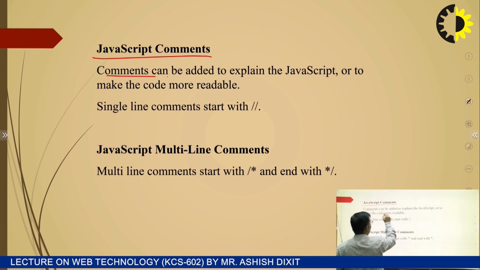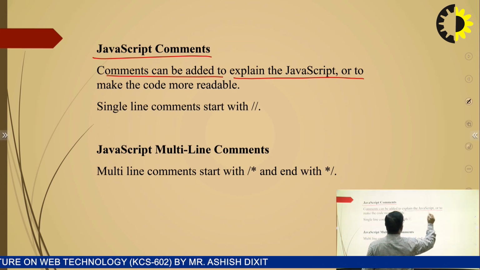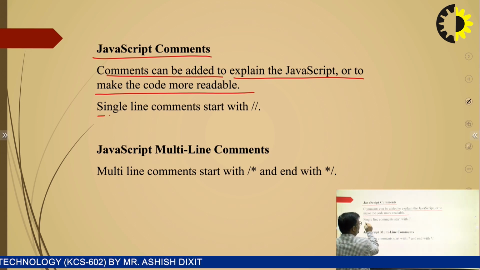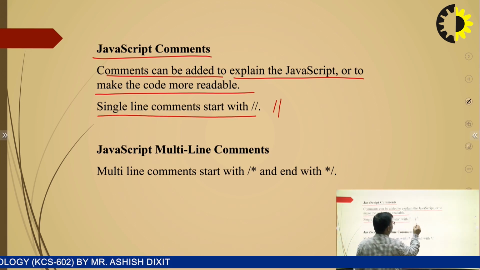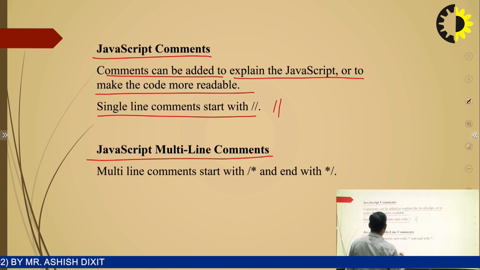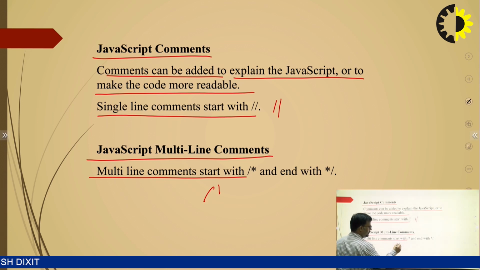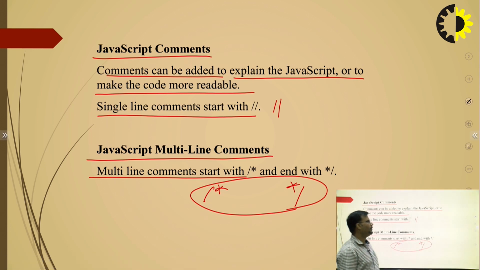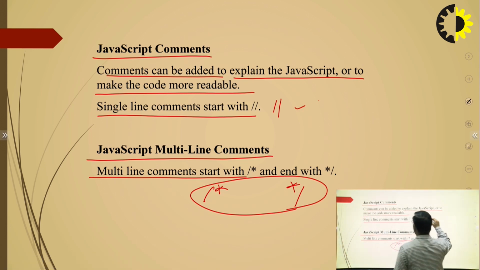The comments can be added to explain the JavaScript or to make the code more readable. Single line comments start with double slashes, and JavaScript multi-line comments start with this and close with this. These are multi-line comments and this is the single line comment.